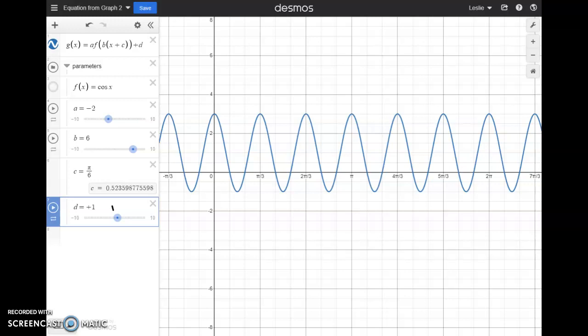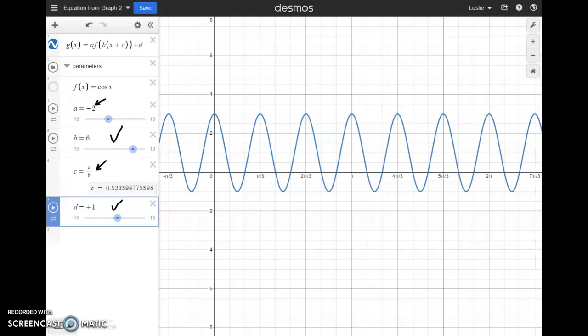Well, D was plus 1, so we got that part right. And B was 6. We found 6 cycles of cosine between 0 and 2 pi. So that part was right. It looks like A was close. We had a positive 2 here. And we had a 0 for C.